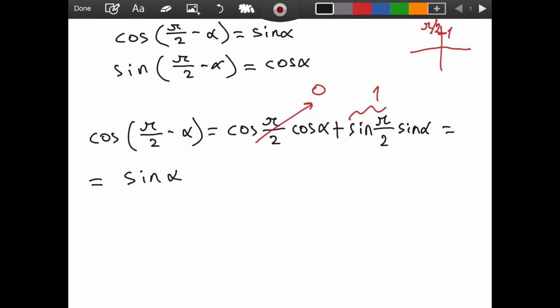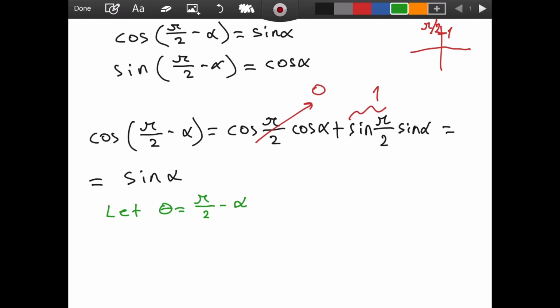But how can we prove the one for sine? Well, we could use the formula for finding the sine of a difference of two angles. But I'm not going to use that. I am in fact going to make a clever substitution. I am going to say, let theta equal pi over 2 minus alpha.